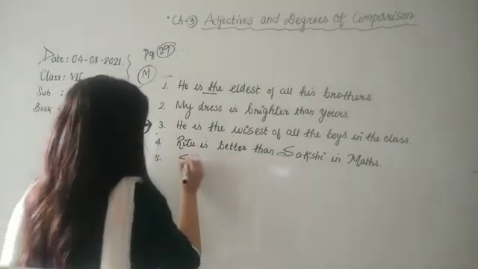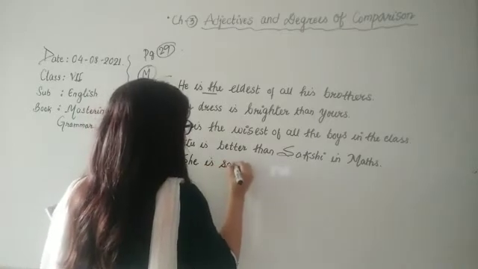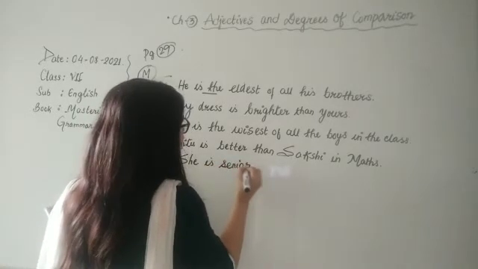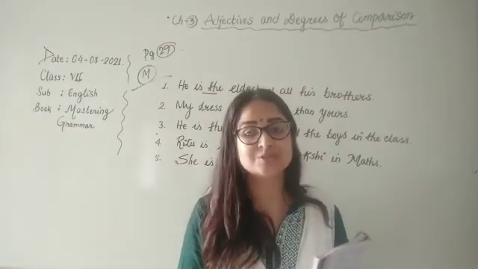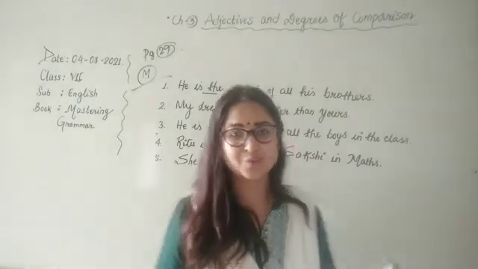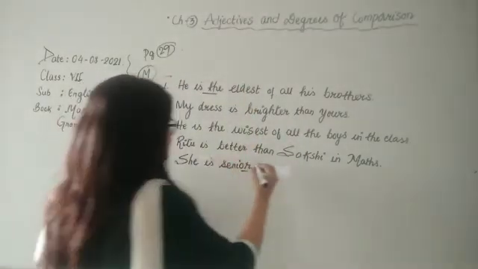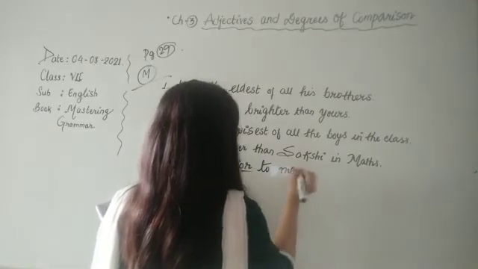She is senior. Now children, see, I told you that adjectives ending in or will always be followed by the word to and not than. Here the mistake is what? Than. The word than is used. She is senior to me, not than me.